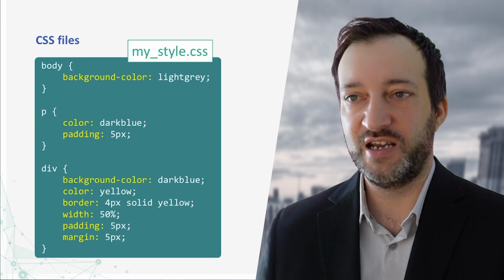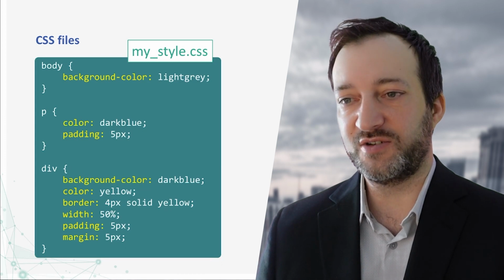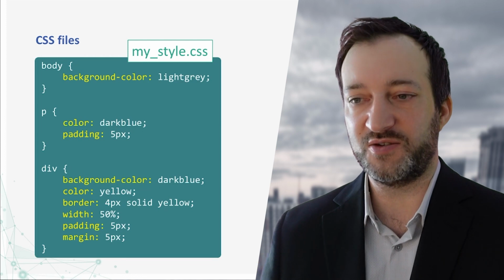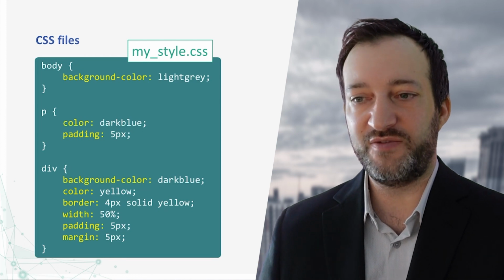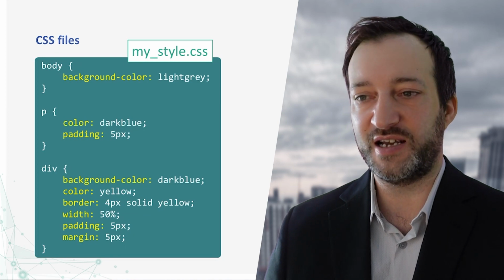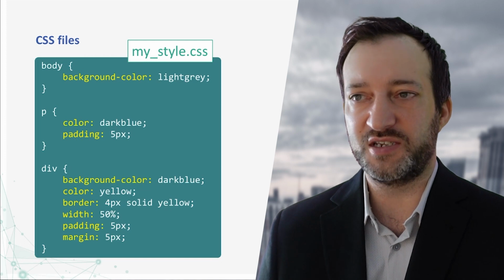So here you can see we've taken the body and the paragraph style, but we've also got a div here as well, which is another element in HTML, and you can see that we can add multiple styles to this. So we've got background colors, we've added a border, we've set the width, and we've added padding and margin to that. So there's quite a lot of different styles that you can add to different elements to style a web page.